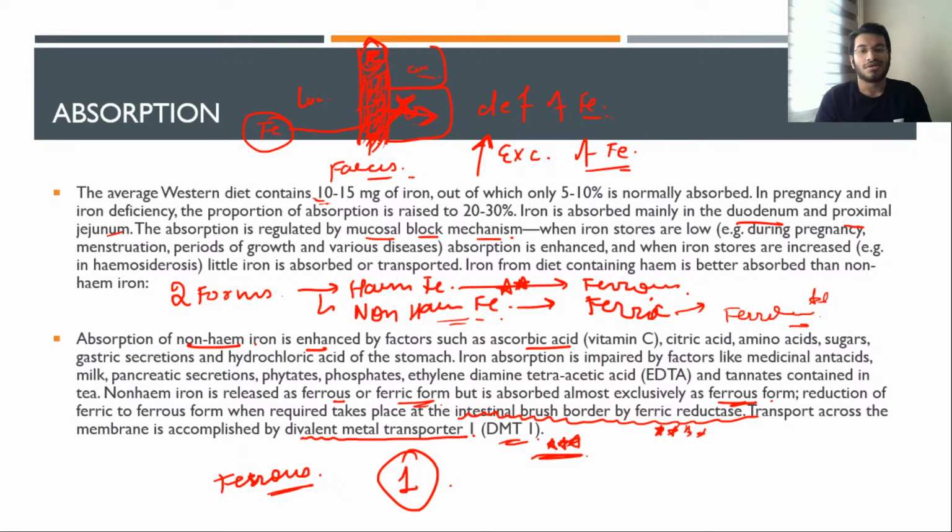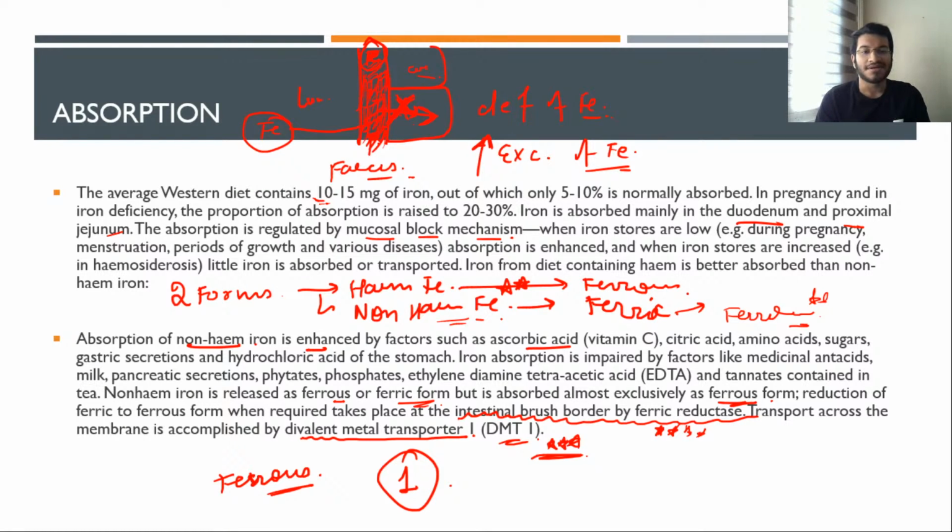So अगर हमें absorption नहीं करना, it is regulated by the mucosal block mechanism. How? If your body is having excessive iron, then the iron will go into the mucous membrane and वहाँ जाके store हो जाएगा. वहाँ जाके store होने के बाद वो वहीं रहेगा जब तक आपका mucous membrane shed नहीं हो जाता. Then absorption of non-heme iron is enhanced by factors such as ascorbic acid, citric acid, amino acid, sugar, gastric secretions, and hydrochloric acid of the stomach. Right?